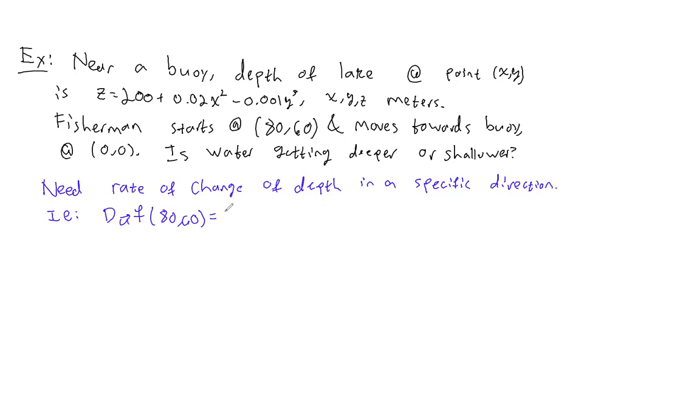And that, by the way, is the same thing that we saw before: the gradient at this point 80, 60, dotted with u. In this case, f(x, y) is going to be our depth function, and that is the same function as before, 200 plus 0.02 x squared minus 0.001 y cubed. Which means that we need to know the gradient and we need to know what this mysterious vector u is.